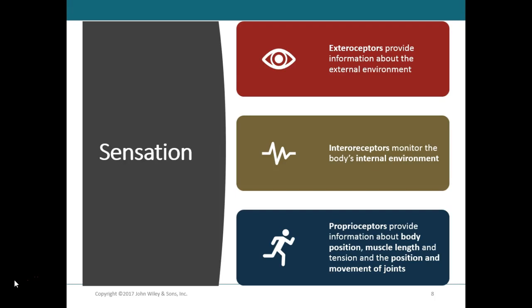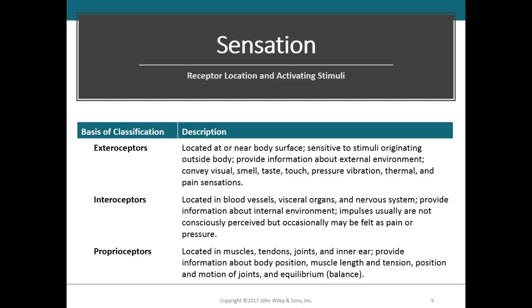Proprioceptors are located in muscles, tendons, joints, and the inner ear. They help to provide us with information about body position, how muscles stretch, their length and their tension, and the position and the movement of the body. Okay, so proprioceptors detect position. So this slide just gives you all those nice words to put with what we just talked about.